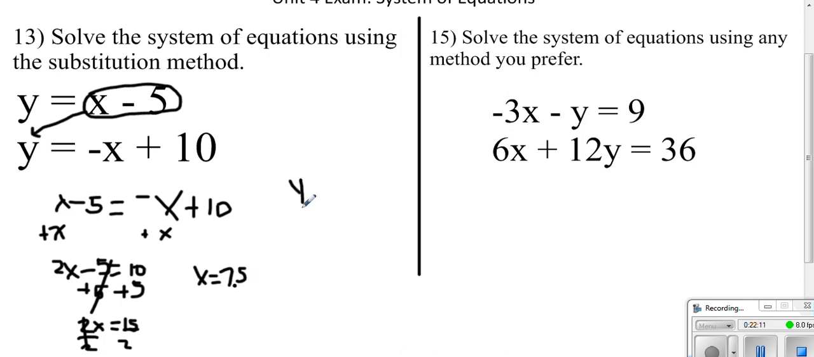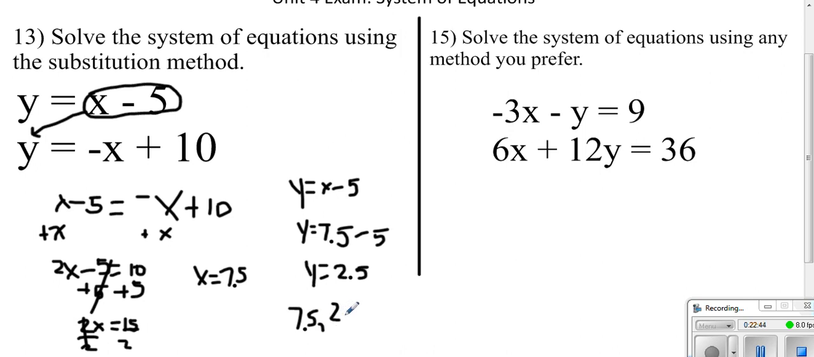So y equals x minus 5. I'm going to put that one right there, that equation. Instead of x, I'm going to put in that 7.5. And y equals 2.5. Right, so you have 7.5, comma, 2.5.